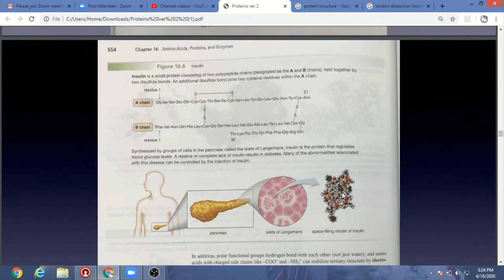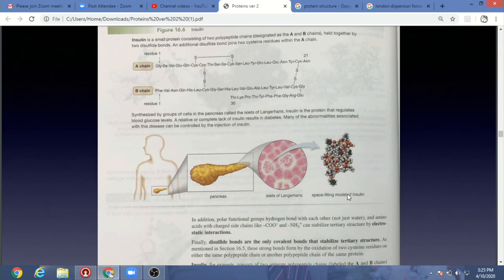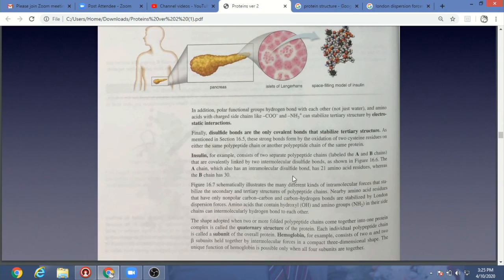And so if you don't have insulin, guess what? You just get a bunch of glucose building up in your blood, and that's bad. So you'll often have to inject insulin so that you don't end up with negative side effects.